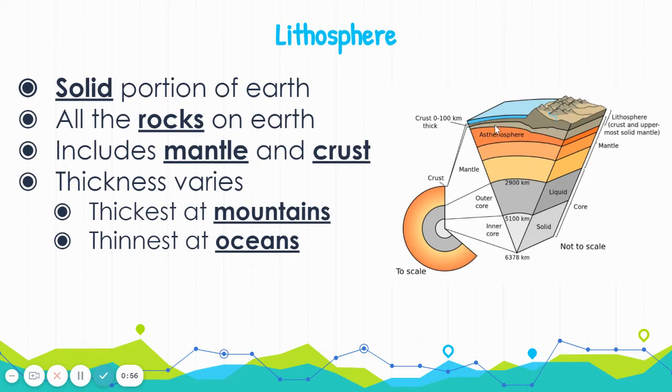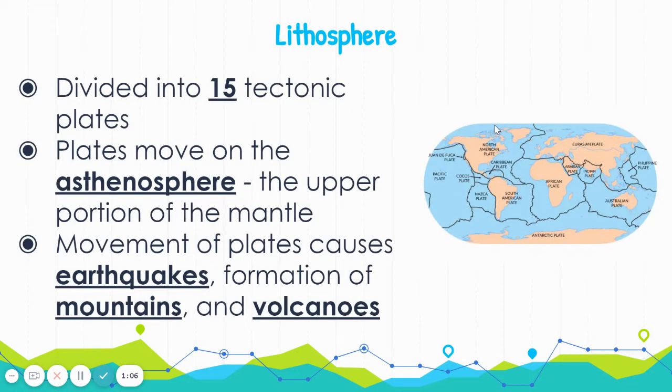The thickness of the lithosphere, the thickness of the crust, is going to vary. It's going to be the thickest at the mountains and the thinnest at the ocean. The lithosphere is divided into 15 tectonic plates. Those plates move on top of the asthenosphere, which is that upper portion of the mantle. The movement of those plates is what's going to cause a number of different natural disasters, such as earthquakes and volcanoes. It is also what is responsible for the formation of mountains.